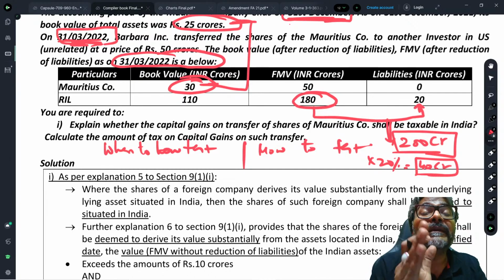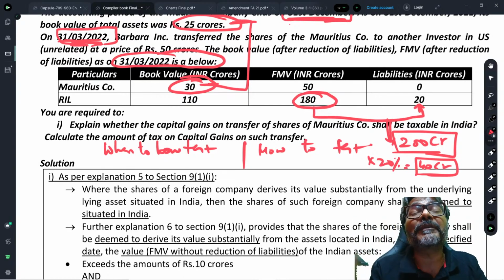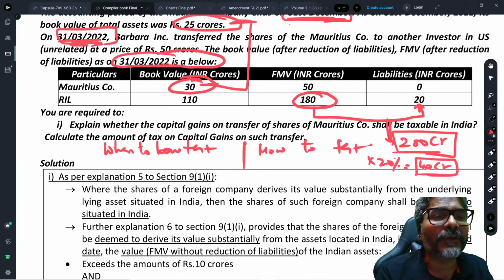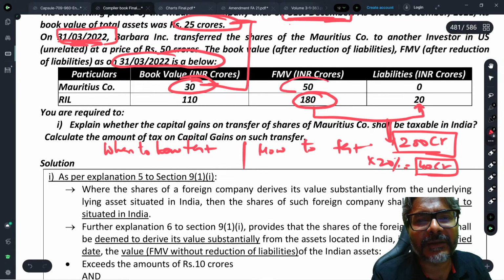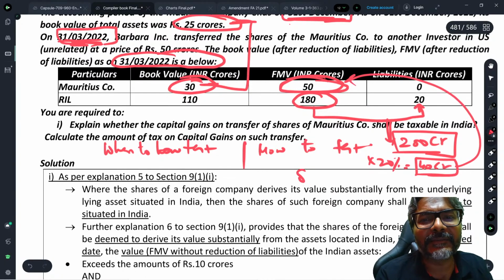So accordingly, is it more than 10 crores? Yes. Question number 2: is it at least 50%? Is the fair market value of the Indian investment at least 50% of the total fair market value of the foreign company? So the total fair market value of the Mauritius company is 50. And if the total fair market value of the Mauritius company is 50, you can just see 40 divided by 50, it is 80%.